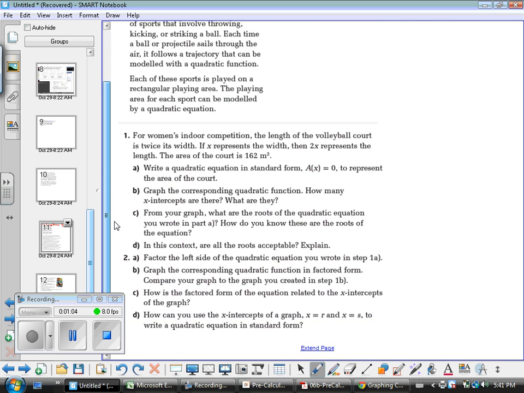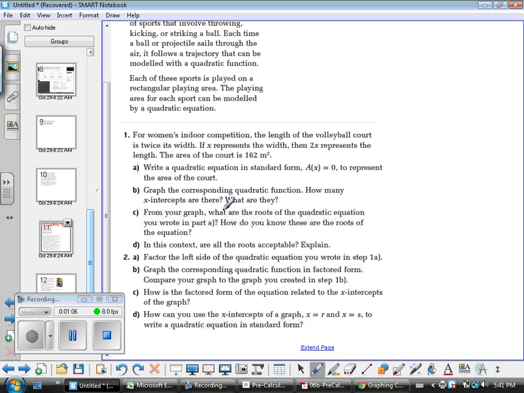So for women's indoor volleyball competition, the length of the court is twice its width. If x represents the width, then 2x represents the length. And you know that area equals length times width, and so that's going to be equal to 162. If you want to write that as a standard form quadratic equation, you'd have 2x squared minus 162 equals 0, because you have to have ax squared plus bx plus c. In this case, our b is equal to 0. We don't have to have that x term. So 2x squared minus 162 equals 0.